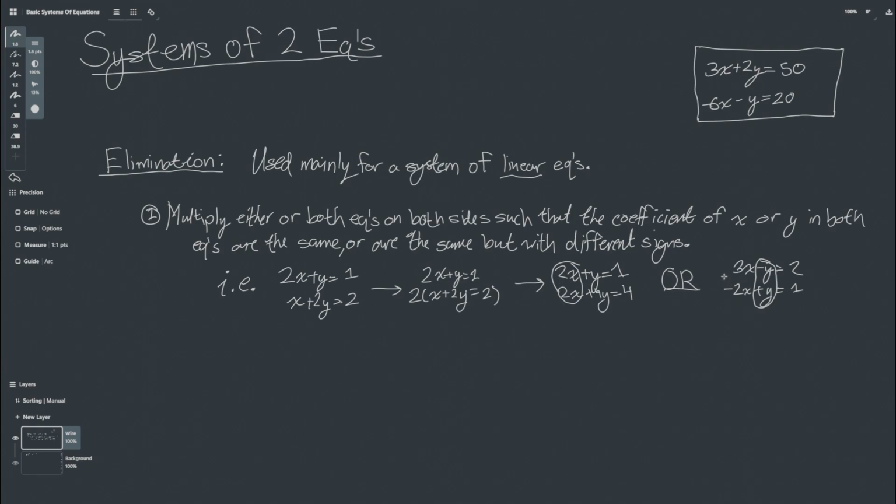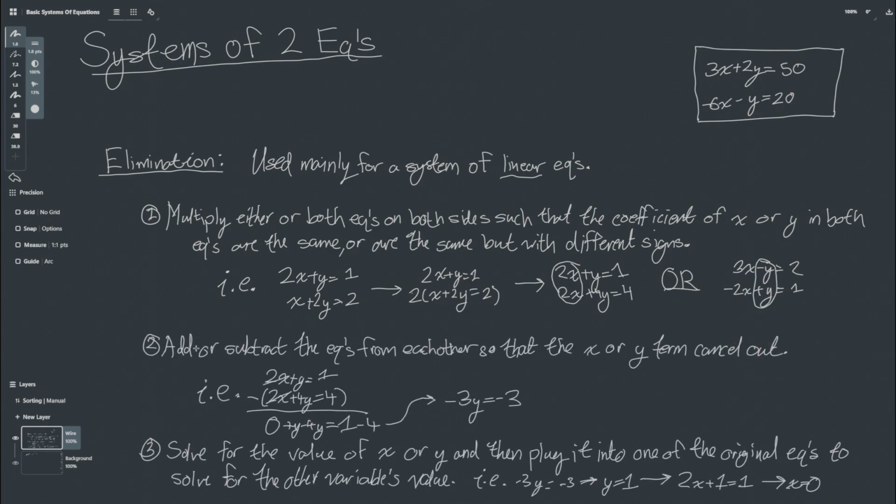Or say we could have equations that once we multiplied, we had 3x minus y equals 2 and minus 2x plus y equals 1. And you can see the coefficients for the y terms in both equations are the same but have different signs. For the first equation, the coefficient of y is negative 1, and the coefficient in the second equation for the y term is positive 1. Alright, for our second step, we want to add or subtract the equations from each other so that the x or y term cancels out. And this is why we want the coefficients for the x or y term in our previous step to be the same.